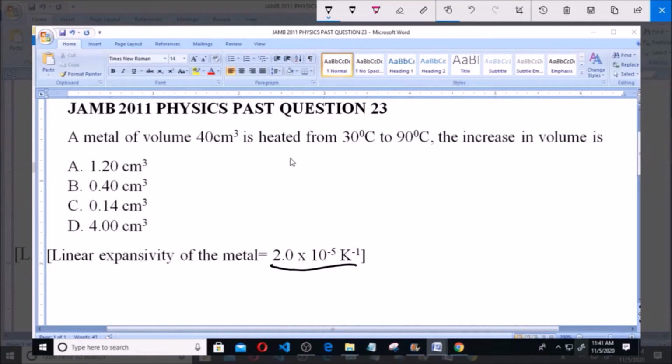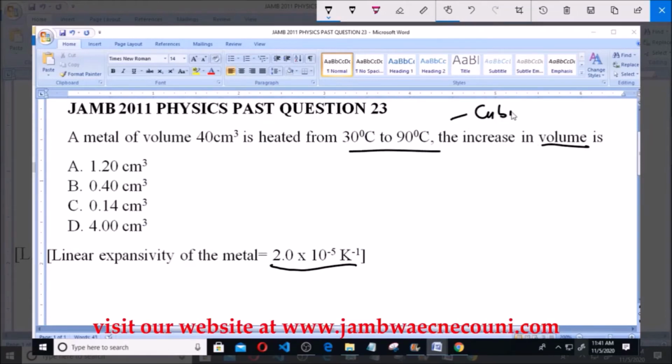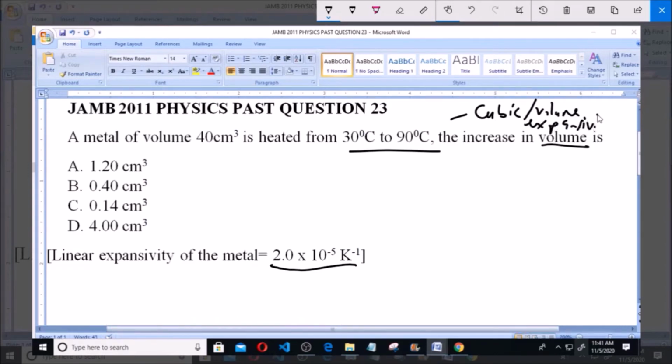minus 5 per Kelvin. Now, we are obviously looking at increase in volume with increase in temperature, and that is seen in cubic or volume expansivity. Okay, now there is a formula for cubic expansivity. Cubic expansivity or volume expansivity is given by the symbol gamma, and it's usually given as the increase in volume over initial volume multiplied by the change in temperature.